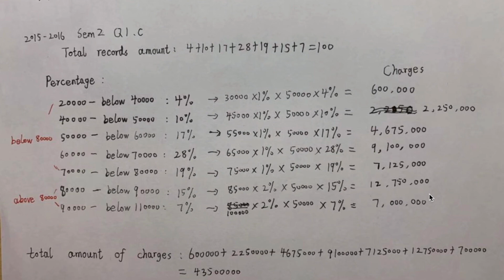And finally, we need to calculate the total amount of charges. So we add all these charges up. And we finally get the number, which is 43,500,000.